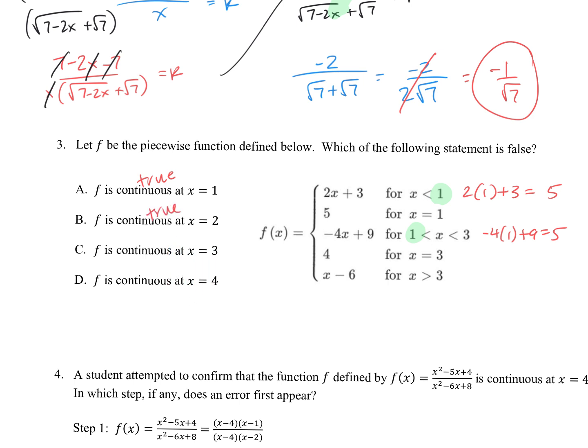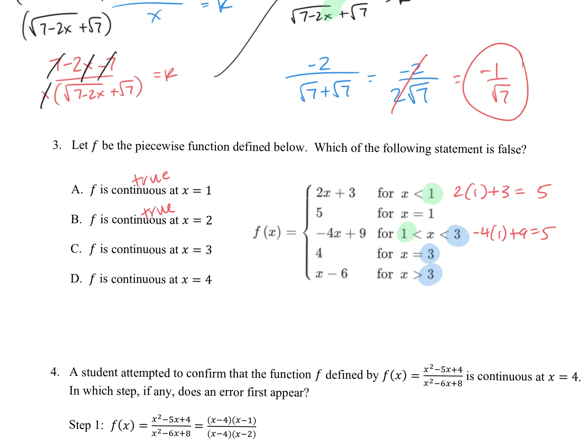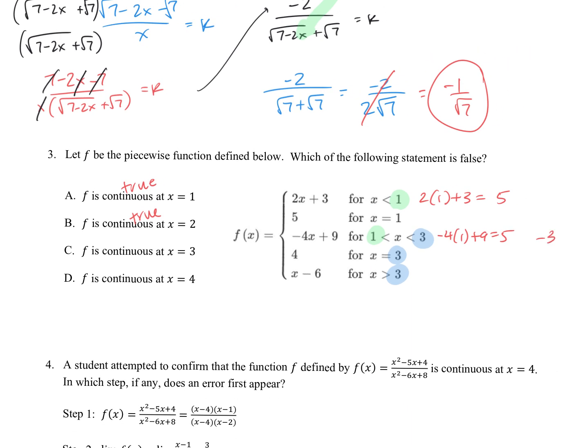At 3, notice 3 is here, here, and here. When I plug in a 3 to this top one, negative 12 plus 9 would get me, is that going to get me negative 3? Is that right? That's going to get me negative 3. I'll put that off to the side. What about at 3? It's going to get me 4.